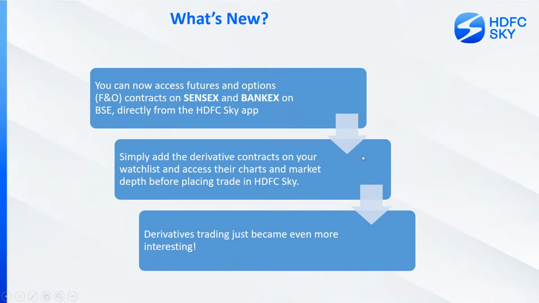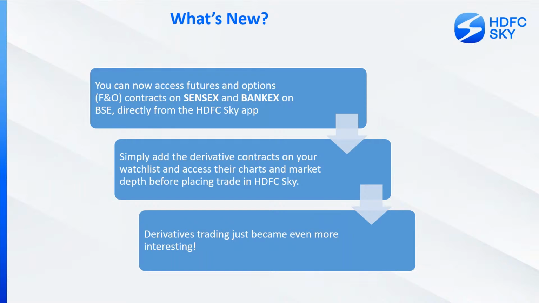So let's quickly run through this interesting subject. What's new? You can now access futures and options contracts on Sensex and BankX on BSE directly from the HDFC Sky app. That's a good functionality wherein you can trade Sensex derivatives and BankX derivatives directly from HDFC Sky. You can simply add the BSE F&O contracts to your watch list and access their charts and market depth before placing a trade in HDFC Sky.